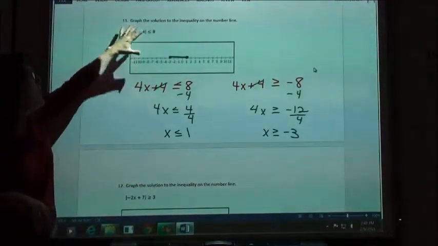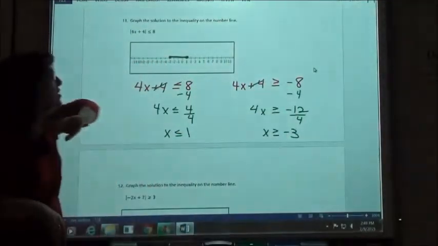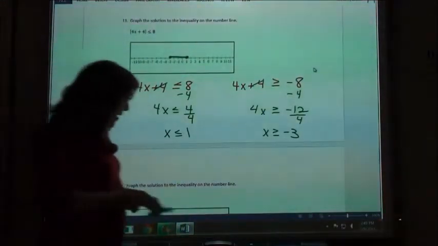But I just do it where you have the original problem, and then you flip your inequality when you do the negative, and you should end up being able to see where you shade by the time you're done.